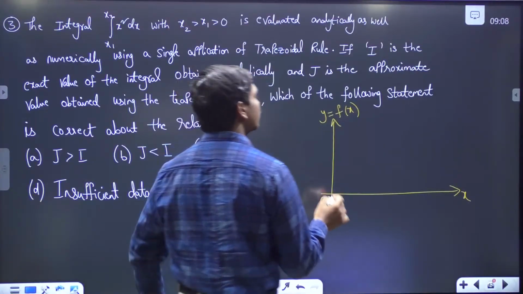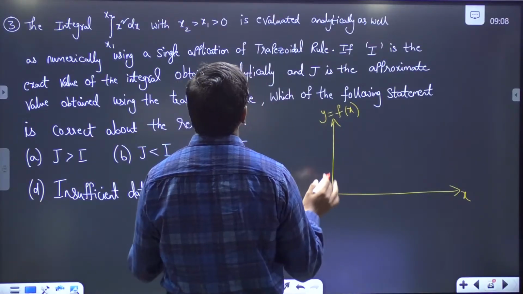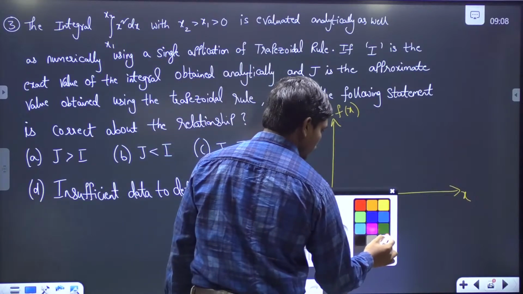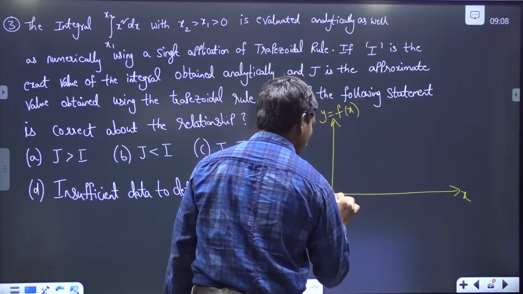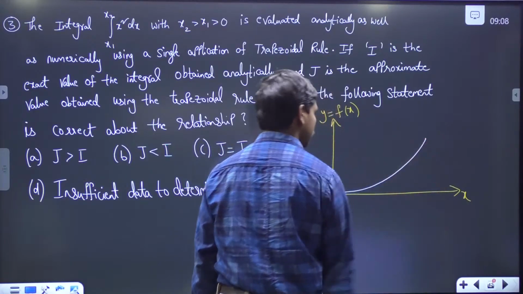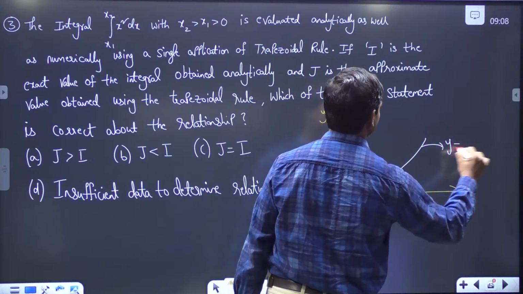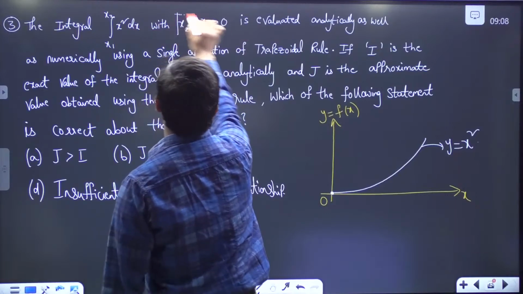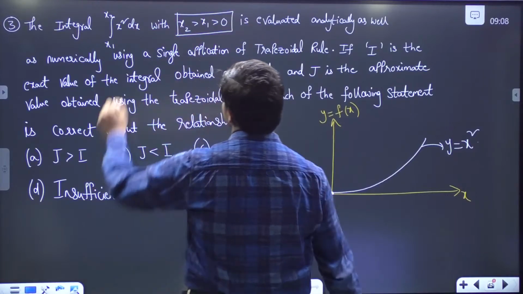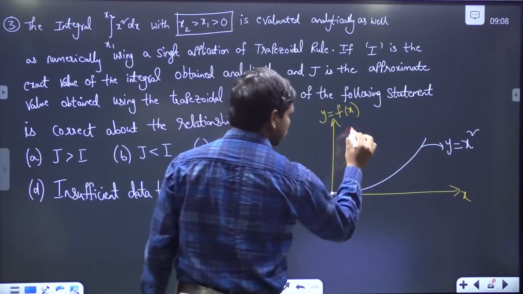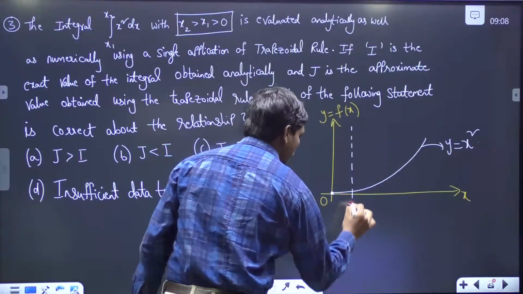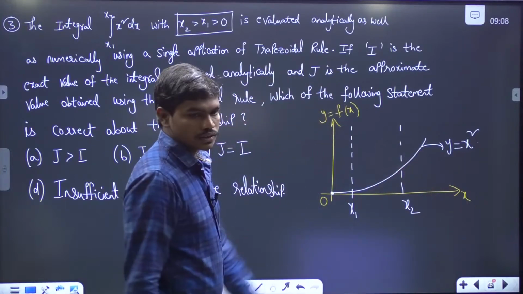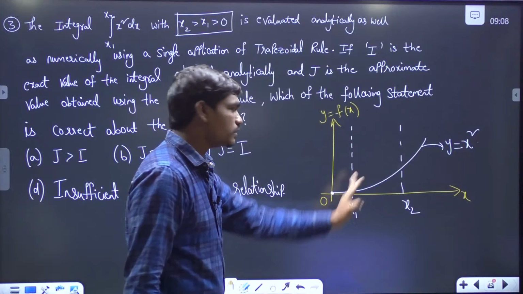Let me check whether the data is insufficient or sufficient. Now the curve is y is equal to x square. You know the curve y is equal to x square looks something like this. Now x2 is greater than x1 greater than 0, so this x1 and x2 both are positive. Let us suppose this is x1 and somewhere here this is x2.